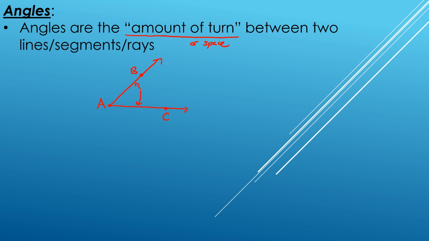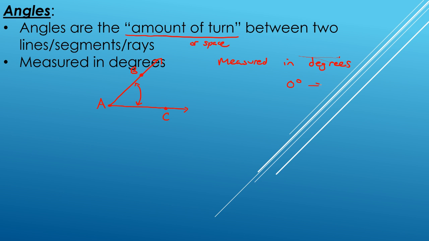Every angle has a certain measure. These are measured in degrees. So for example, they can be anywhere from 0 degrees all the way through 360 degrees. And we're going to look at some more concrete examples of this in a second.